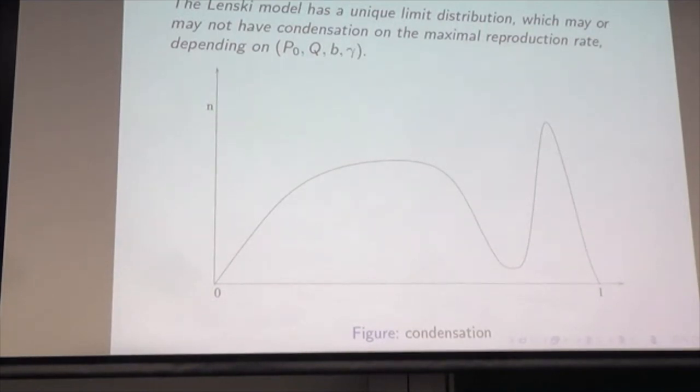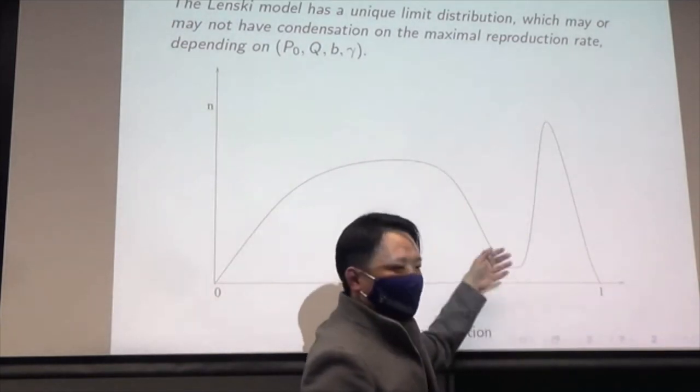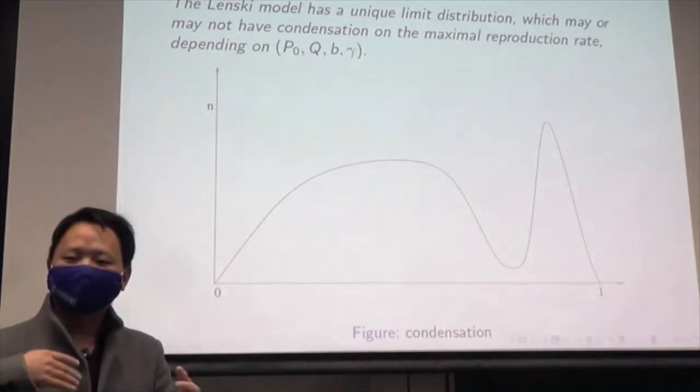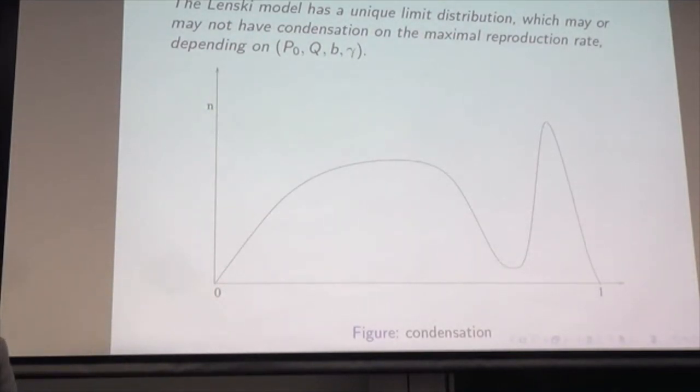The Lenski experiment has a unique limit distribution, which may or may not have condensation on the maximal reproduction rate, depending on the parameters. So here we have a phase transition, in fact. We may have a condensation phenomenon in the limit, which means that while I don't have mass at the maximal reproduction rate for finite time, the limit may have mass there. It's a phase transition depending on B. You make B bigger or smaller, and this phenomenon will happen or not happen.